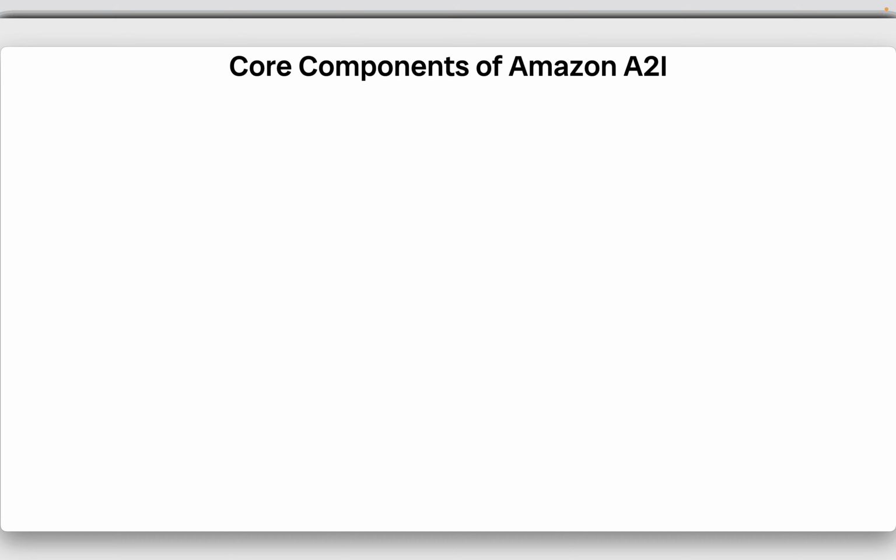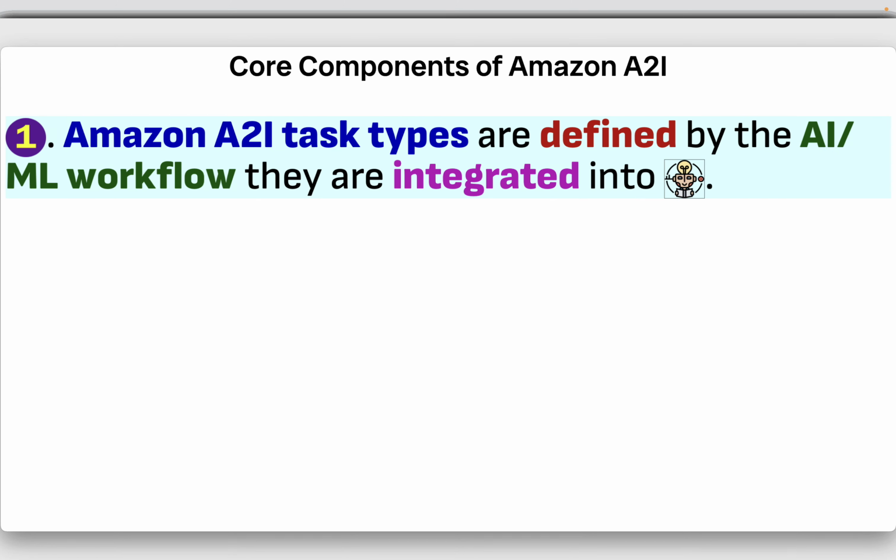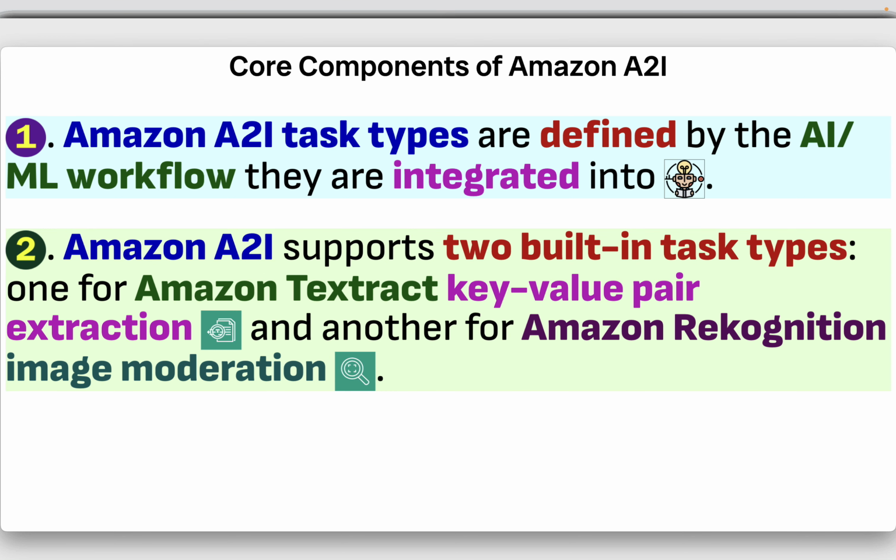Core components of Amazon A2I. So Amazon A2I task types are defined by the AI/ML workflow that they are integrated into. Amazon A2I supports two built-in task types. One for Amazon Textract key value pair extraction and another for Amazon Rekognition image moderation.